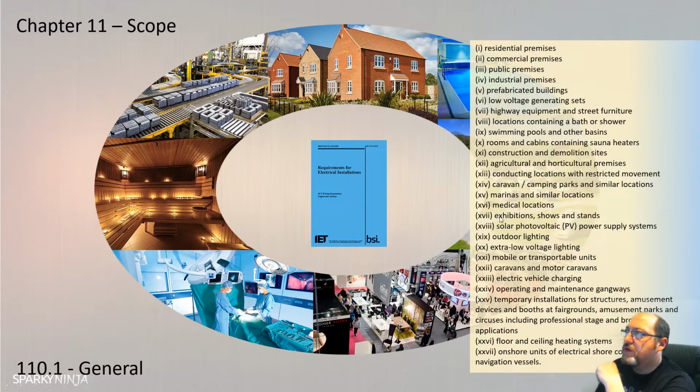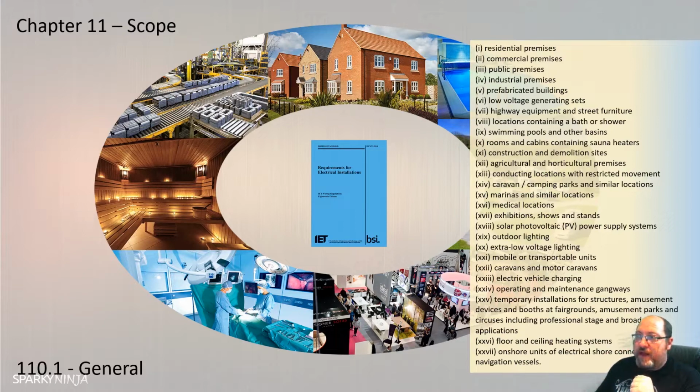We've got outdoor lighting. We've got caravans. If you're familiar with the regulations, then it's basic systems plus special locations, really. Okay. The new one for the 18th edition, obviously, is this one at the bottom, the onshore units of electrical shore connections for inland navigation vessels. But these are all types of electrical systems that are inclusive of the scope of BS 7671.